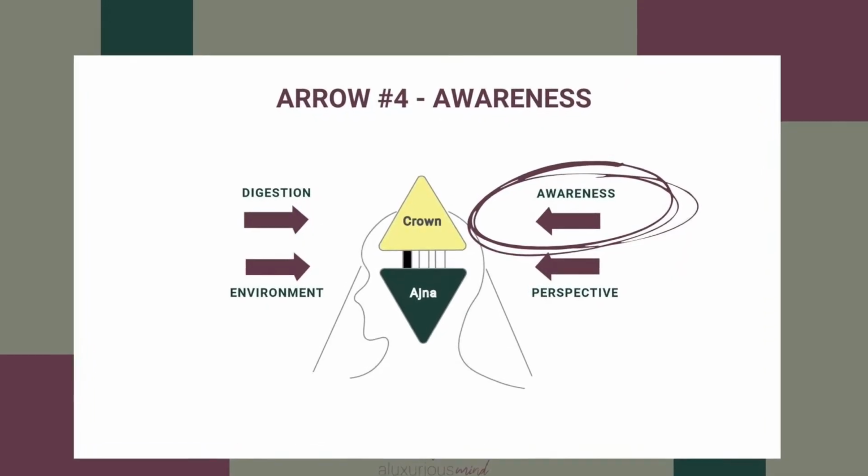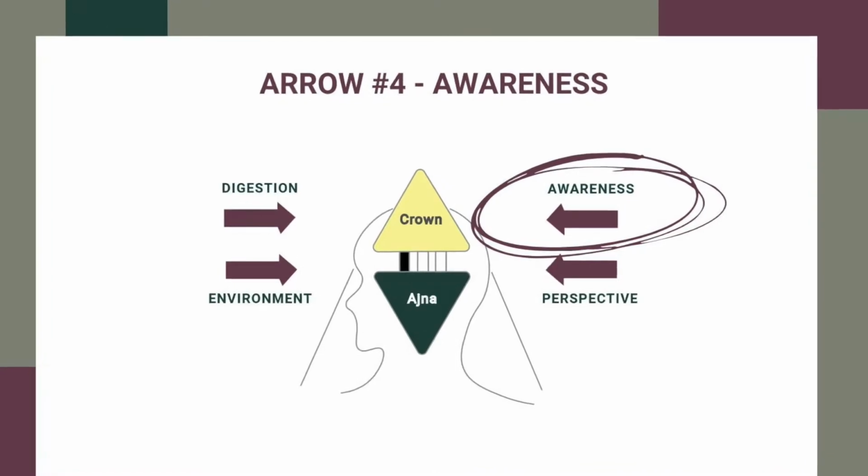All right, so let's talk about arrow number 4. Arrow number 4 is located in the top right-hand side of the body graph chart. And this arrow tells us something about our mind and our awareness. So how do we think about things and how are we processing information.